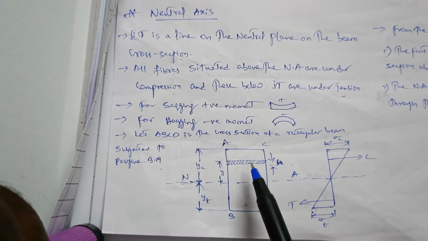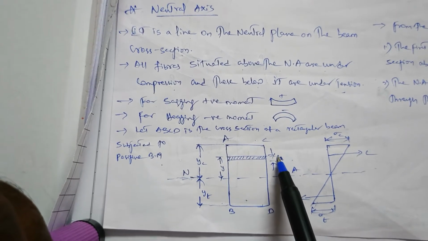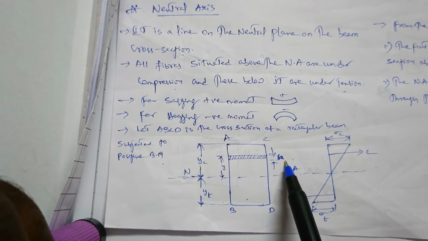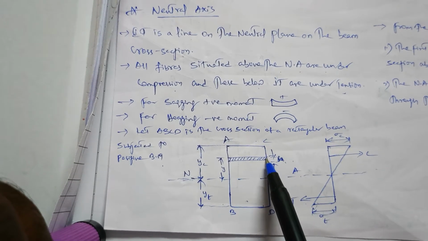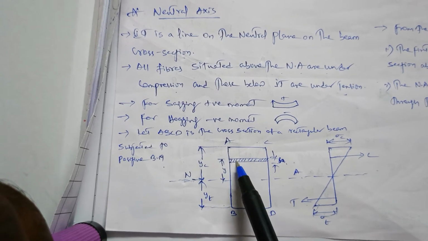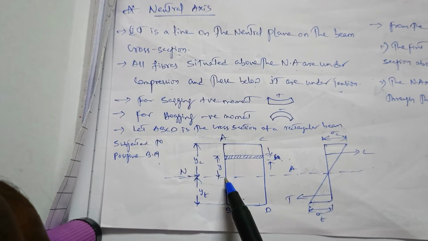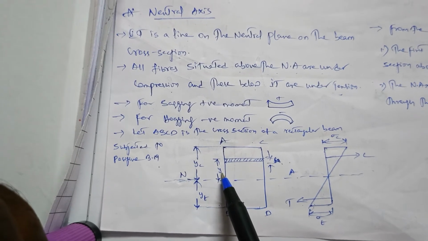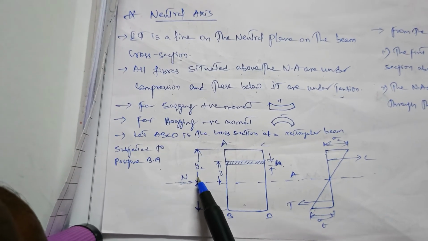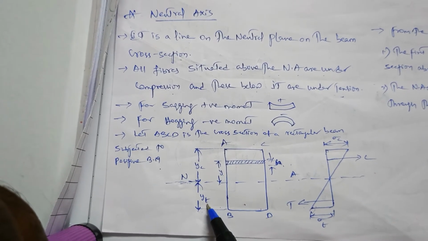So this is the cross section of the beam, and here this is a strip. Here this is known as sigma A, so A is known as the area of the strip. Whatever this shaded portion is, that is called the area of the strip. From the neutral axis, the distance is described as Y, and this portion is YC. YC is nothing but compression and YT is nothing but tension, okay.